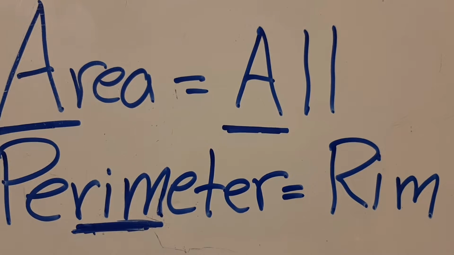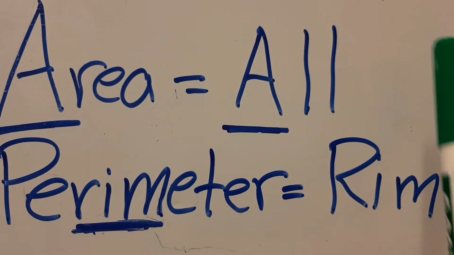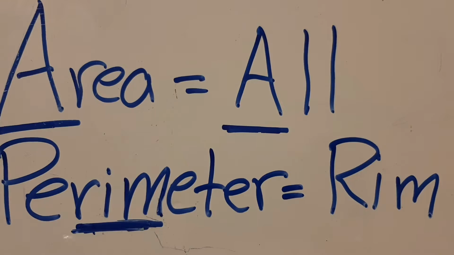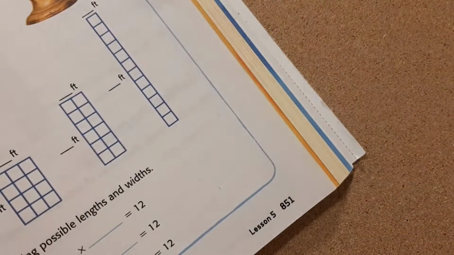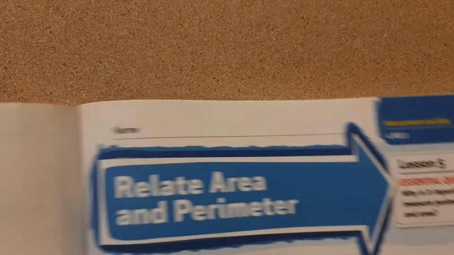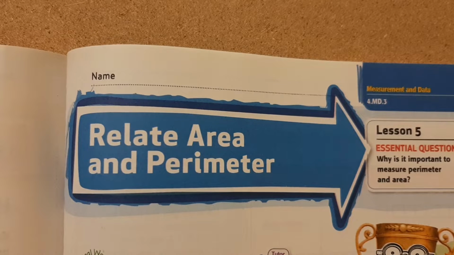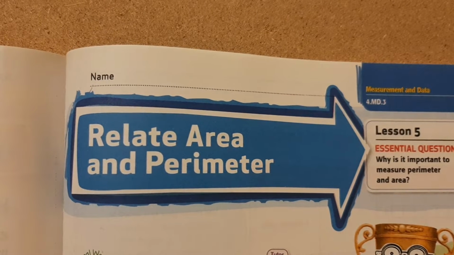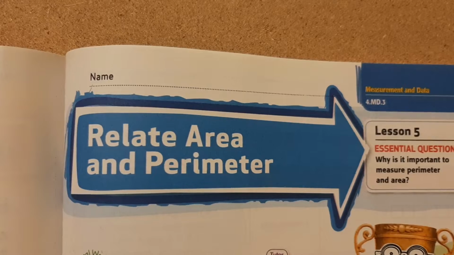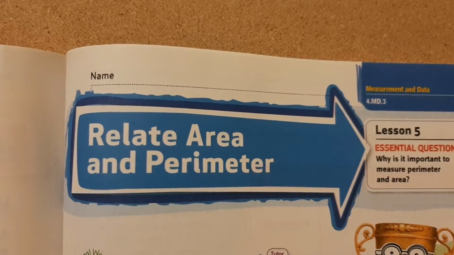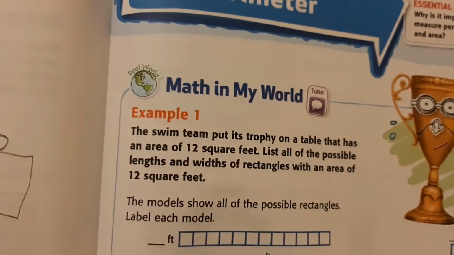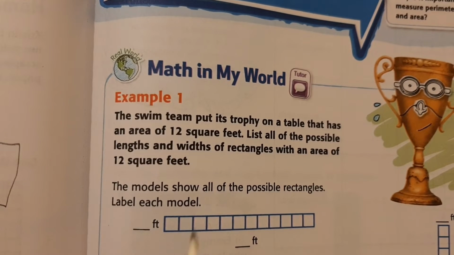We are going to do even more with it today. Just remember, area is all, that's everything inside something. Perimeter is the rim. Today what I want you to do is open up your books to page 851, relating area and perimeter. Today's the big day when we are going to find area and perimeter of the same square or the same rectangle. But first I want to show you something here. Let's take a look at this question.